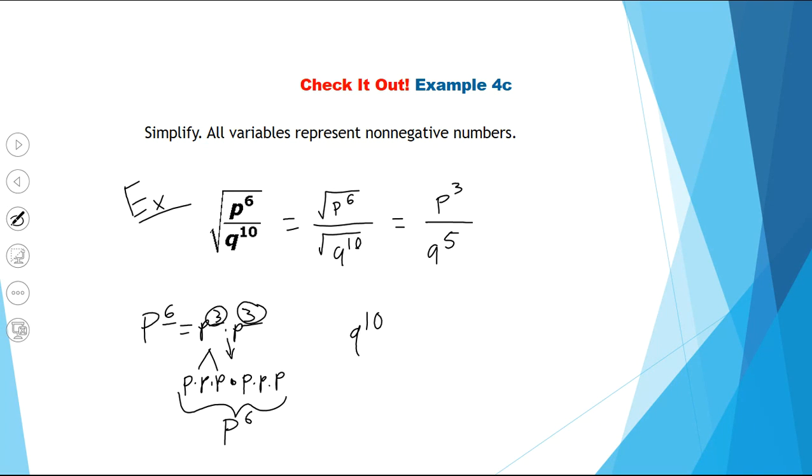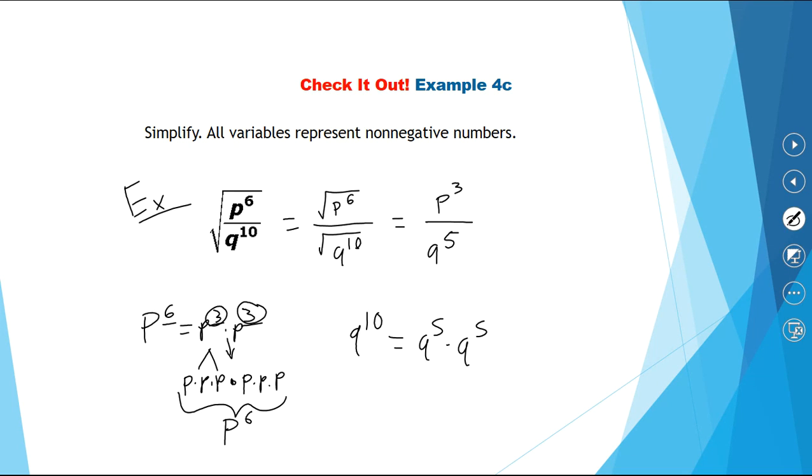Q to the 10th is, like I said, q to the 5th times itself, because you multiply 5 q's together, and you multiply 5 more q's with it, and you're multiplying 10 q's all together, making q to the 10th. So again, the exponents are just counting how many you're multiplying. That's why essentially all you have to do is cut it in half. The square root of q to the 10th is q to the 5th.